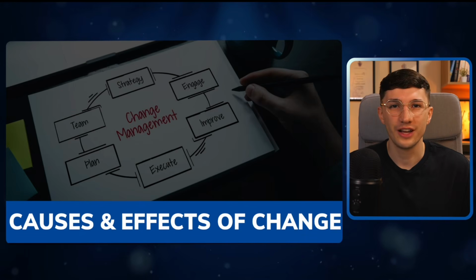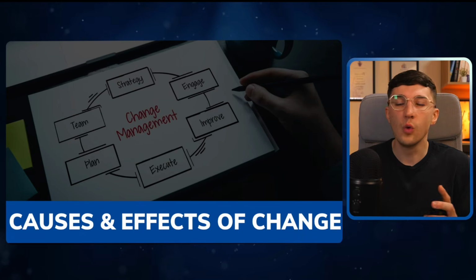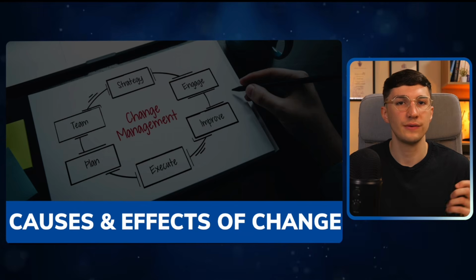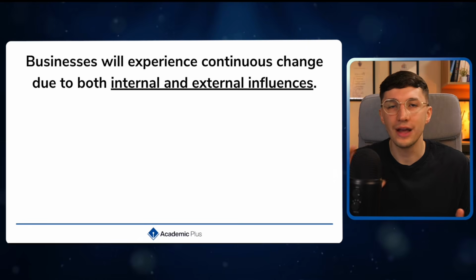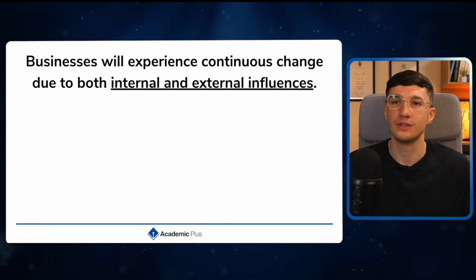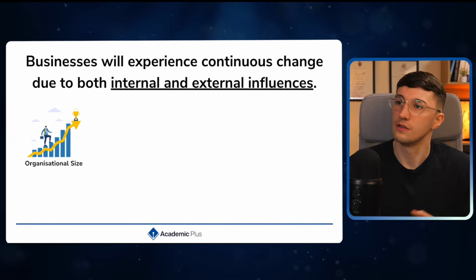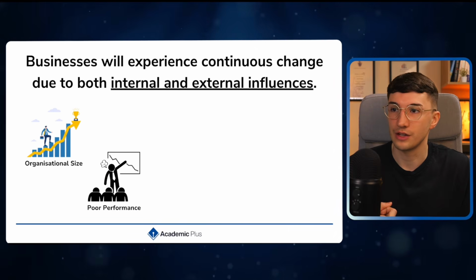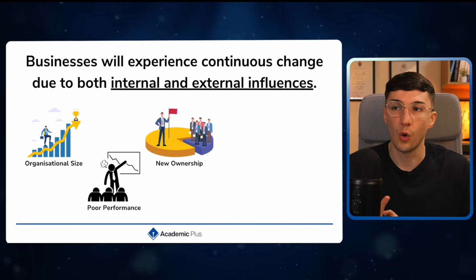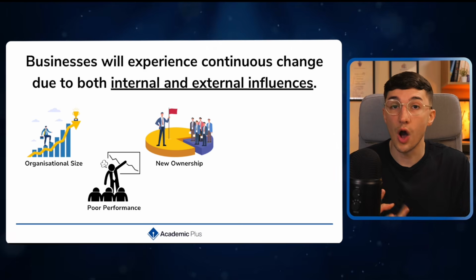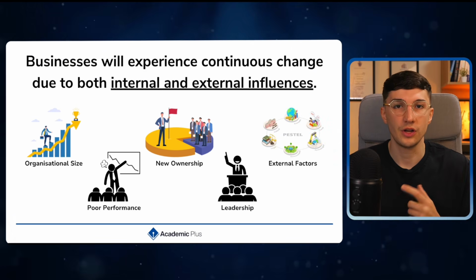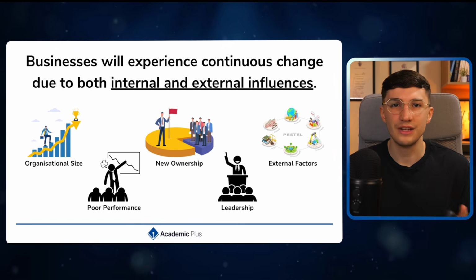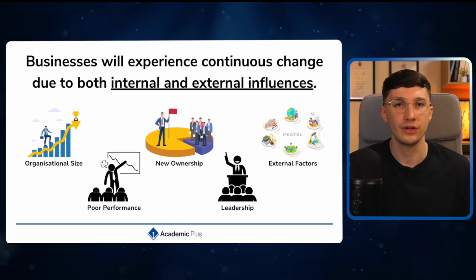The first topic that we'll take a look at in this revision video will be the different causes and effects of change. Now, the reason why change happens typically comes from both internal and external influences, and we've got several different factors. First of all, a change in the organisational size. We may have experienced poor performance. We may have seen new ownership. Also, a change in leadership. And finally, due to different external factors. And we're going to break down each of these individual factors and why they actually cause change.